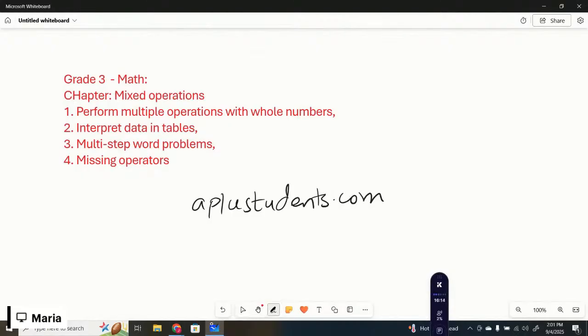You have to select math from the subject tab. Scroll down to grade 3 math and then click on view all lessons. There you can find a list of the chapters.